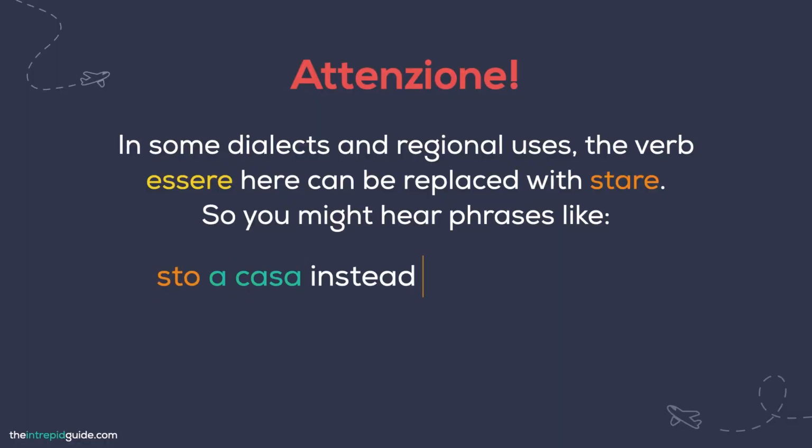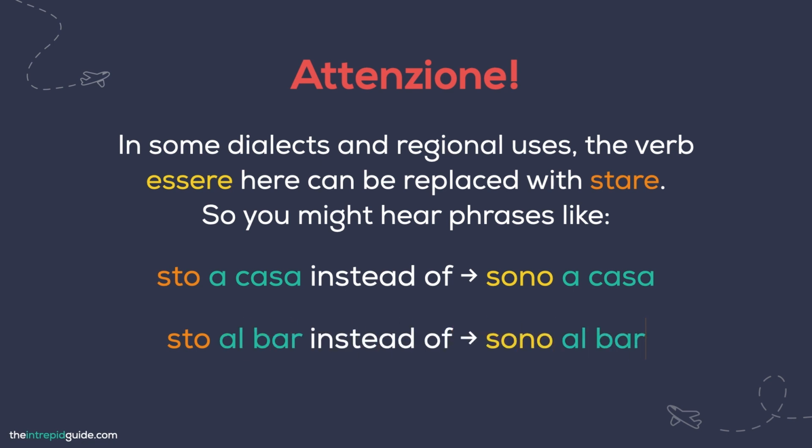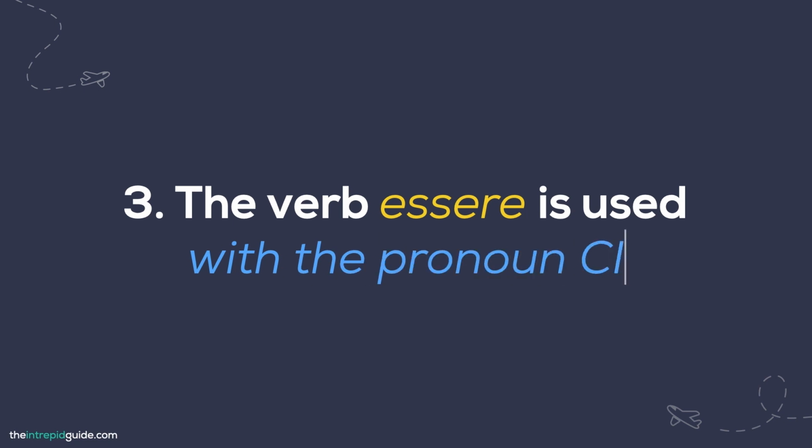Attenzione! In some dialects and regional uses, the verb essere here can be replaced with stare, so you might hear phrases like Sto a casa, instead of Sono a casa. Sto al bar, instead of Sono al bar. The verb essere is used with the pronoun ci.